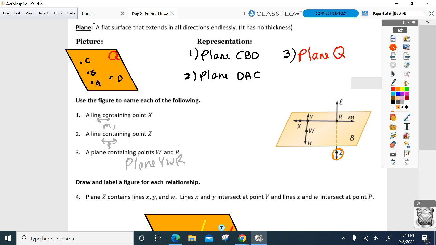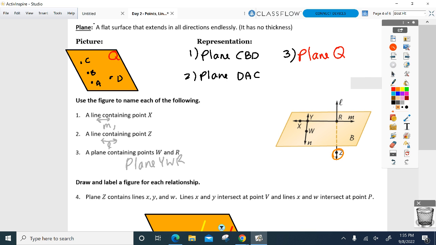All good? Okay. You ready to draw now? Ooh, this is going to be tough. You can do this. Plane Z. Why don't you just draw that right now? Let's get it over with. Plane Z. Where's the Z got to go? In one of the corners. It's not a point. That's how I'm naming it. So I should have a Z in the corner somewhere. And now you're about to put 3 lines: X, Y, and W.